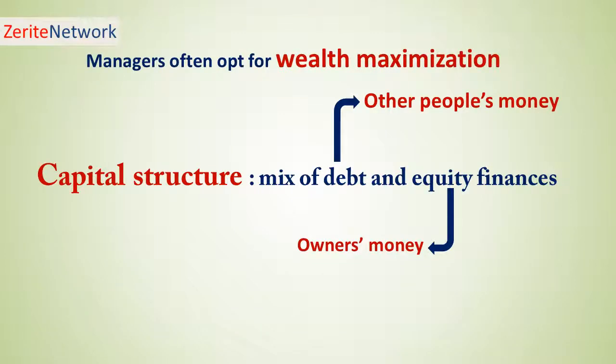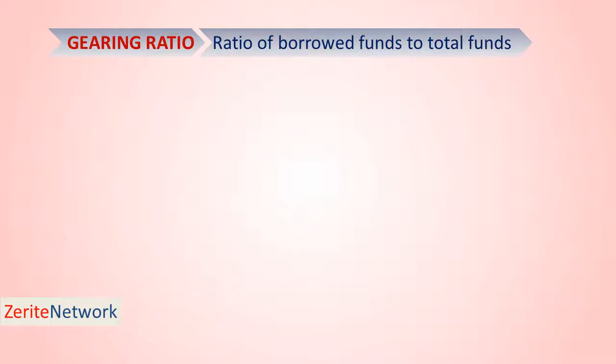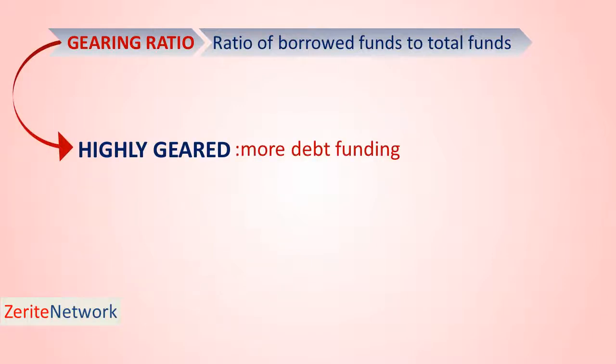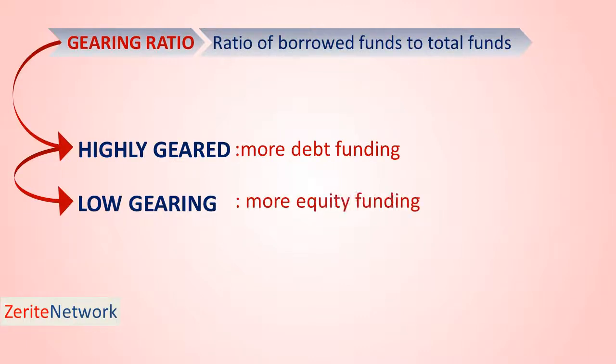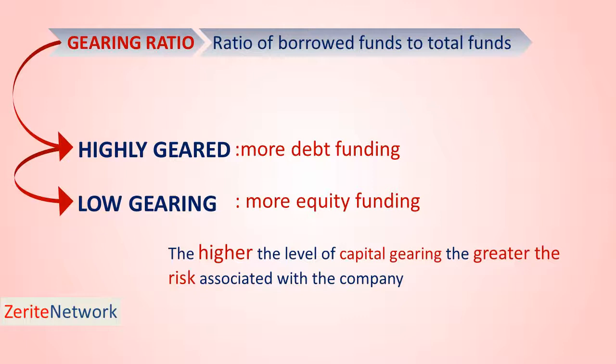The ratio of borrowed funds to total funds is known as gearing ratio. There could be two outcomes in relation to this. A, the firm is highly geared, in which case it has a large proportion of funds borrowed from intermediaries in relation to its share capital. Or B, low gearing, which occurs when the bulk of borrowed funds is from shareholders. Note, the higher the level of capital gearing, the greater the risk associated with the company.